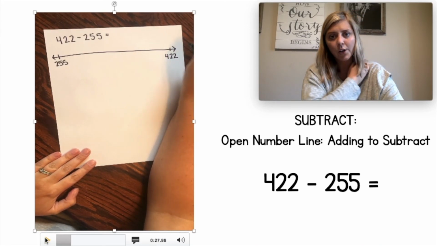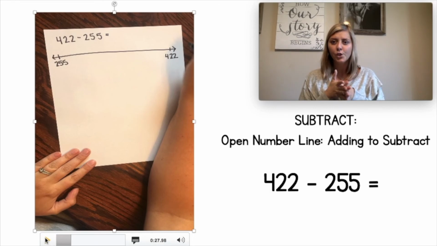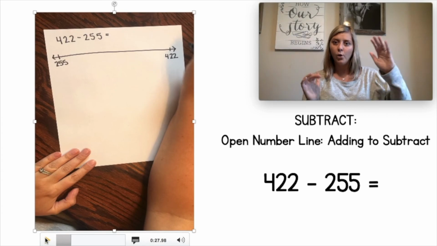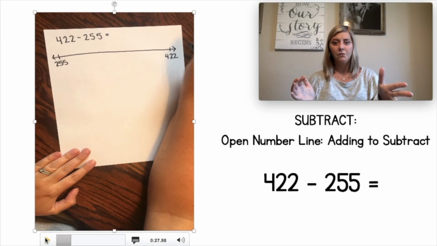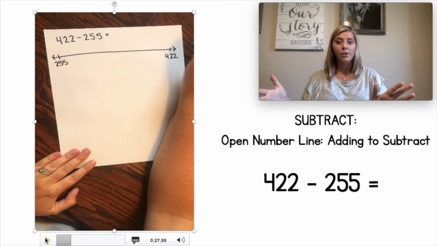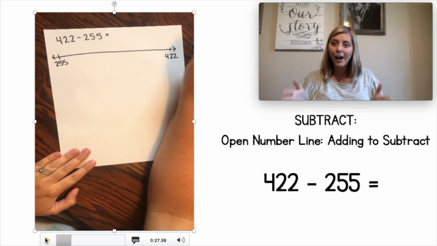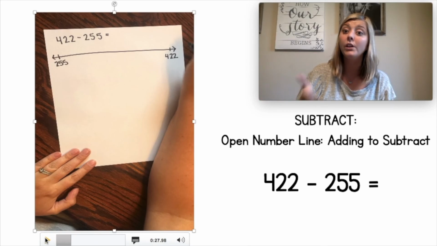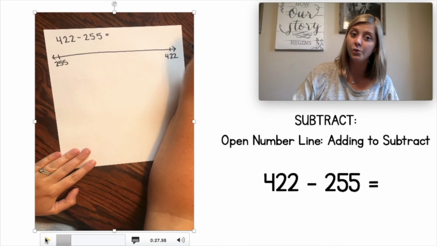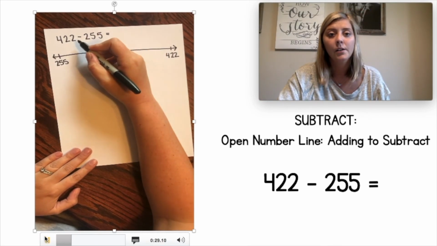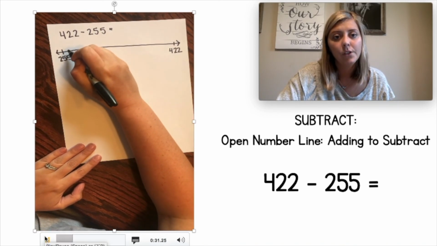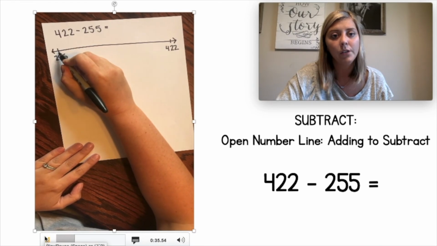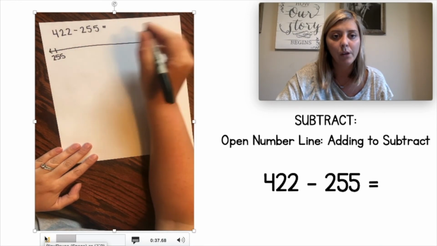And remember with subtraction, we're trying to find the difference. What's the difference between that bigger number and that smaller number? So I know what my smaller number is, 255. I know what my bigger number is, 422. Now what I need to find out is how many hops I need to take to get to 422 from 255. What do I need to do to get to 422 from there?